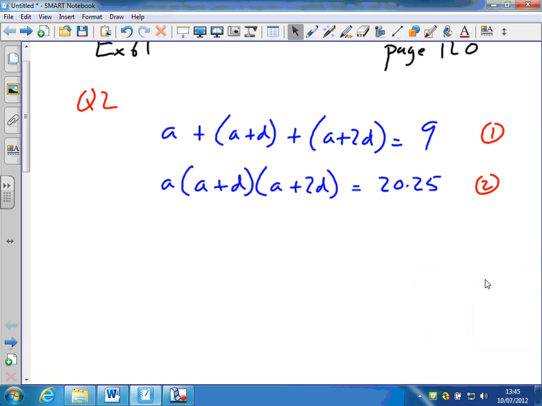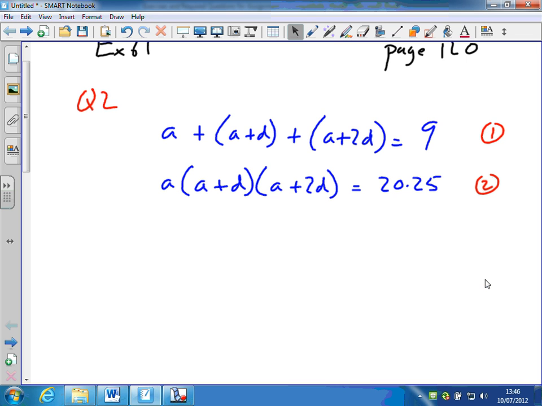Exercise 61, question number 2. So the question gives us two pieces of information. The first is that the sum of three terms in an arithmetic progression must be 9. So we could call A the first term, so therefore the second term will be A plus D, and the third term will be A plus 2D, where D is the common difference.